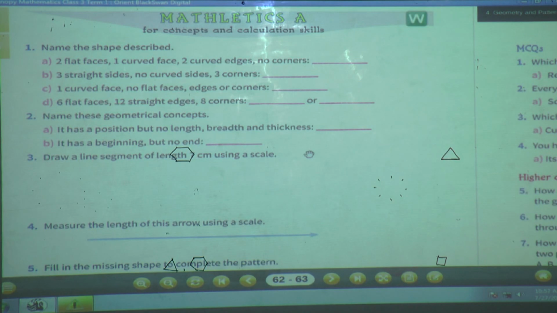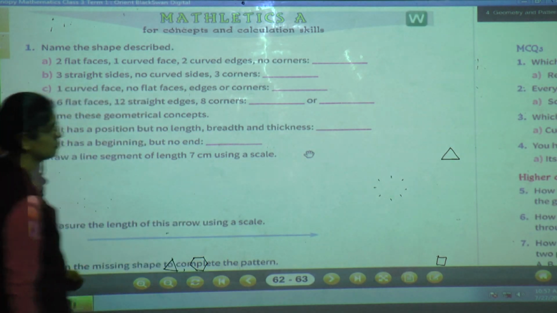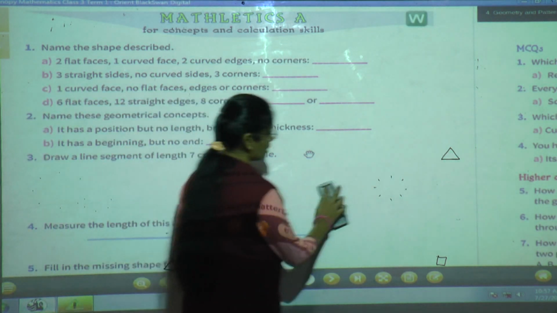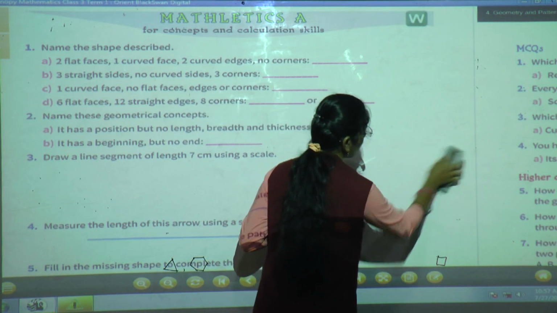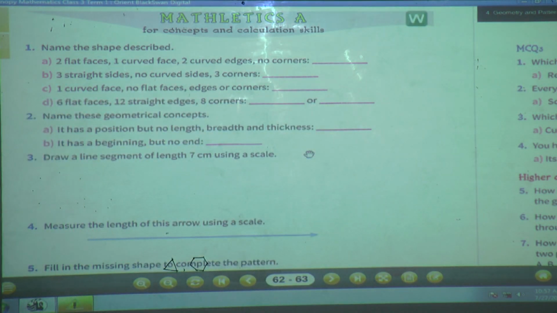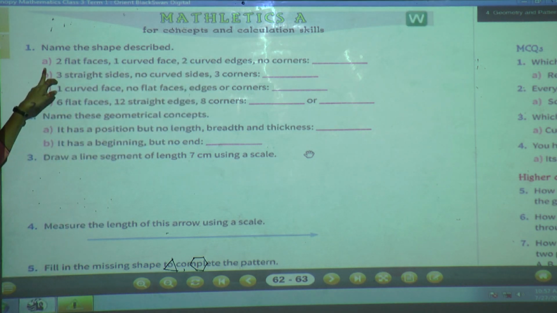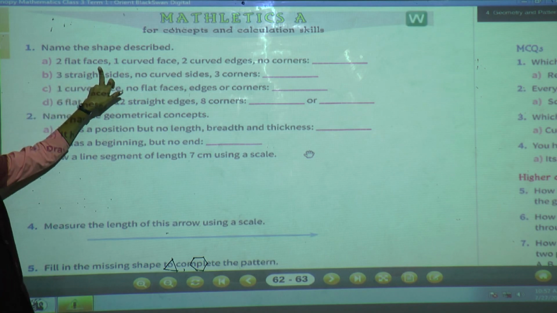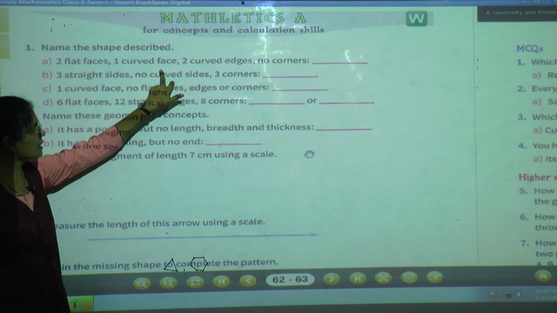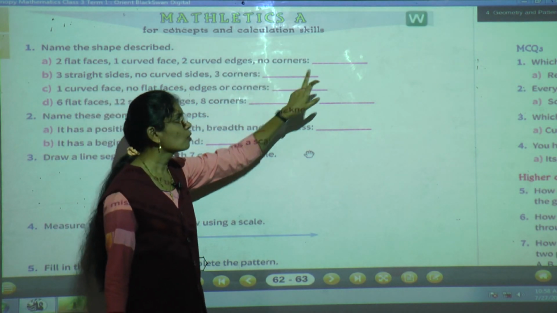Okay. Now read the question. Name the shape. Here a description, or we can see the properties, is given to you. With the help of this description we have to write the name of the shape. Now first: two flat faces, one curved face, two curved edges, but it has no corners.